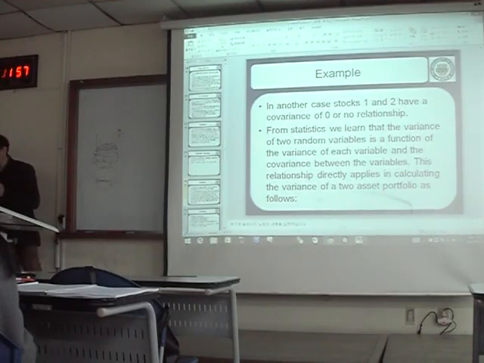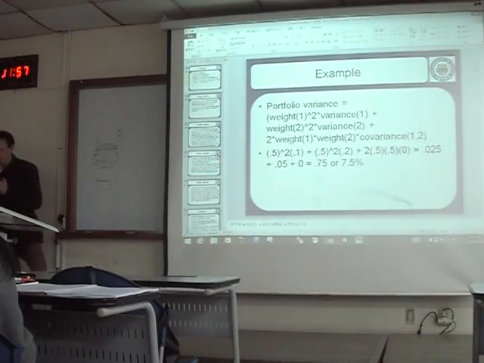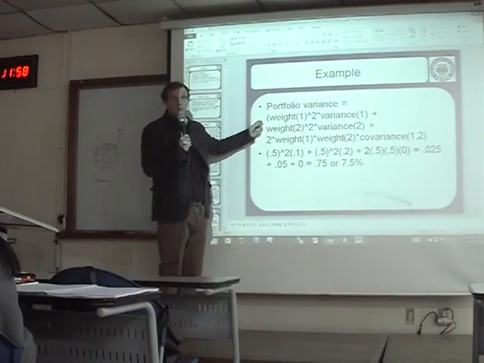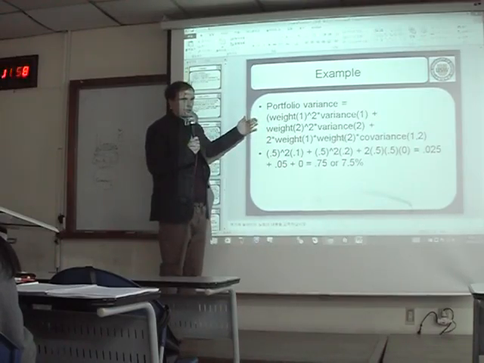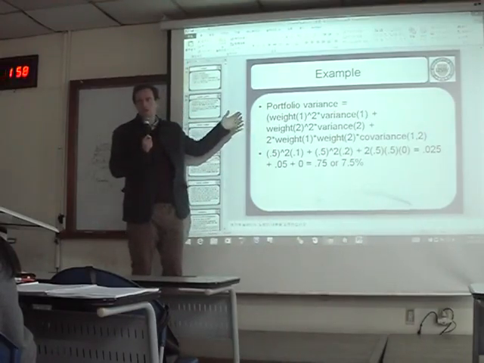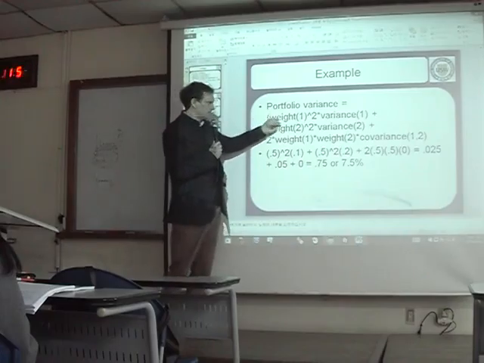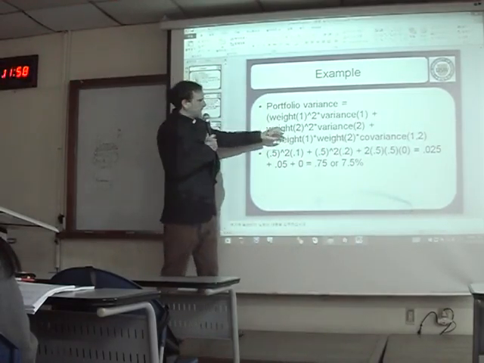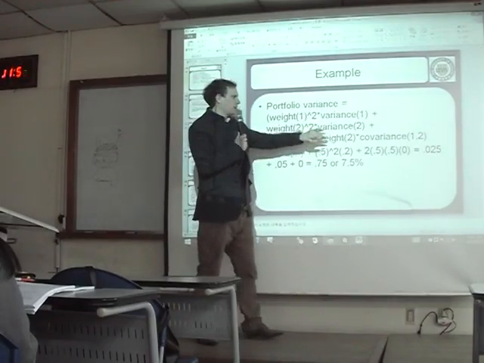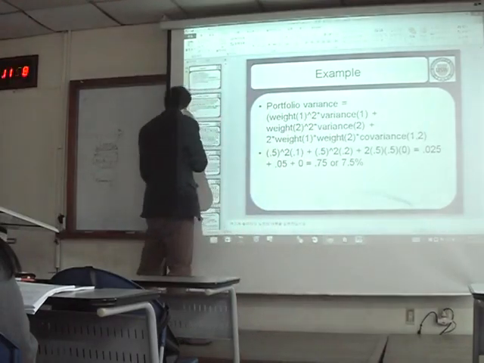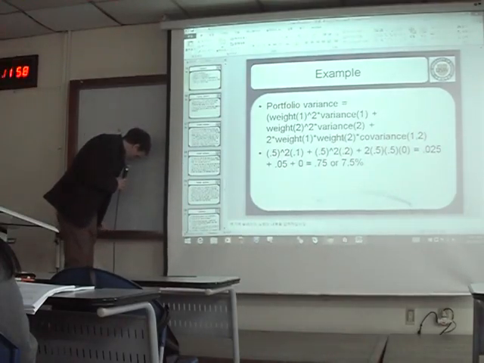Then in the second case, stocks 1 and 2 have a covariance of 0, or they have no relationship. From statistics, we can make this equation. We're not going to worry about where we got this equation or why, because that's a question for a statistics class, not the financial management class. In financial management, we just understand that this is the equation. Basically, one stock and another stock have a covariance. We're talking about variance here, not just any number. So covariance is the relationship, like the correlation we talked about in the last class.